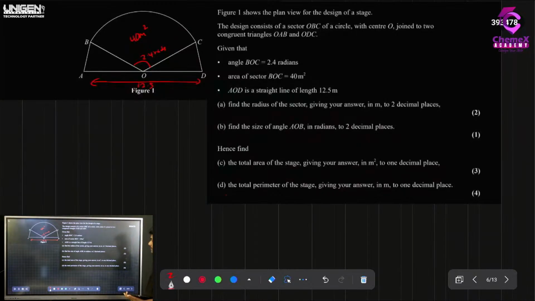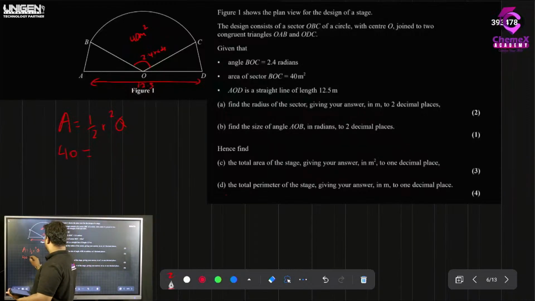How do you do? Since they have given area, you can use A equals half r squared theta, right? And they have given the area of the sector BOC, no? So 40. 40 equals half times what?